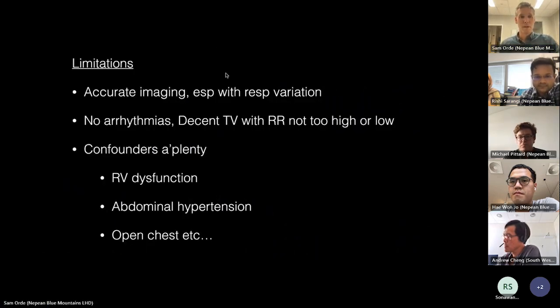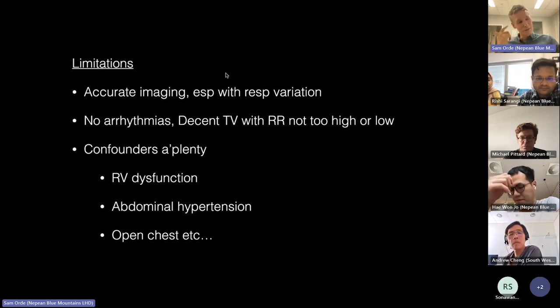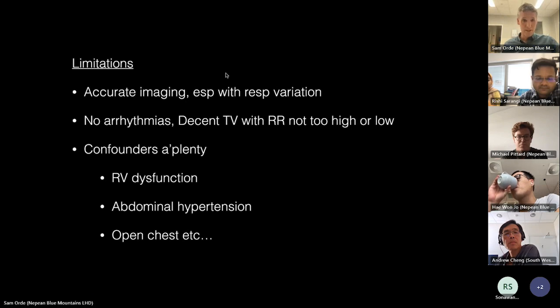Right. So there are lots of limitations, I think, as I've talked about with those dynamic parameters. So accurate imaging, especially with that respiratory variation, particularly transthoracic, I should say. You don't want to have arrhythmias. You need 10 mils per kilogram ideal body weight tidal volumes just transiently, and the respiratory rate and the heart rate to not be too high and not be too low. I find there are lots of confounders in there, particularly right ventricle dysfunction, abdominal hypertension, open chests, you name it. And that's why it's not perfect, unfortunately.